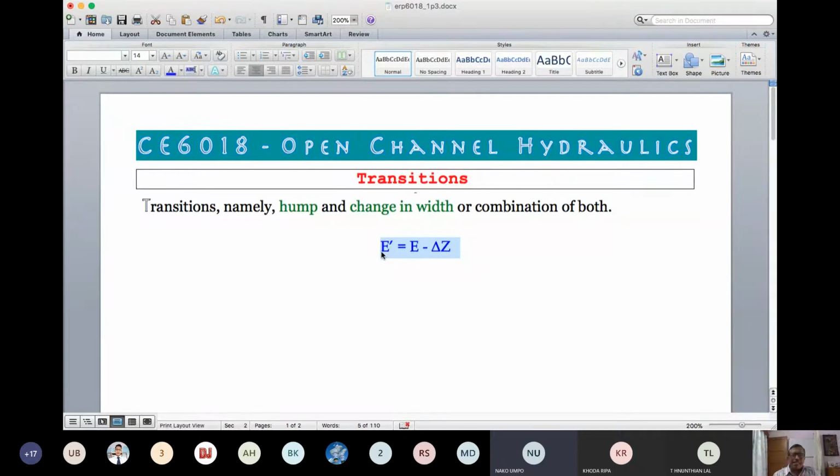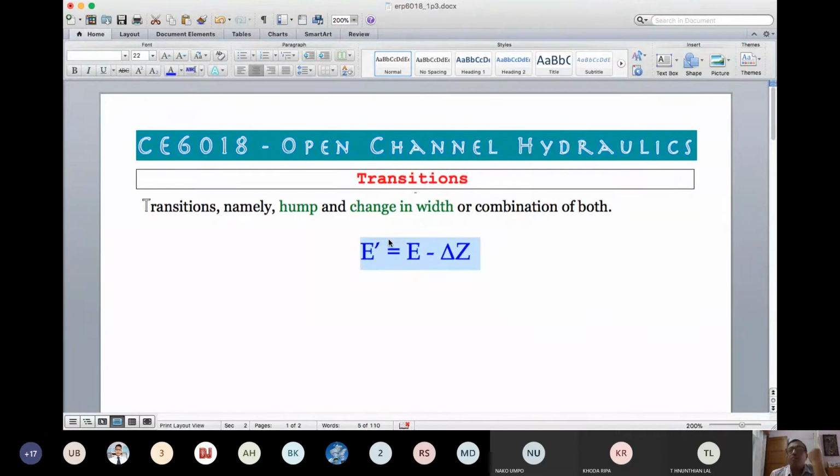E dash equals E minus delta Z. If delta Z is positive, obviously E dash will be less than E. But in case of a drop, delta Z is negative. Say 10 centimeter drop means delta Z is minus 0.1 meter. So E minus delta Z will be more than E in that case, and you will have a larger value of specific energy.